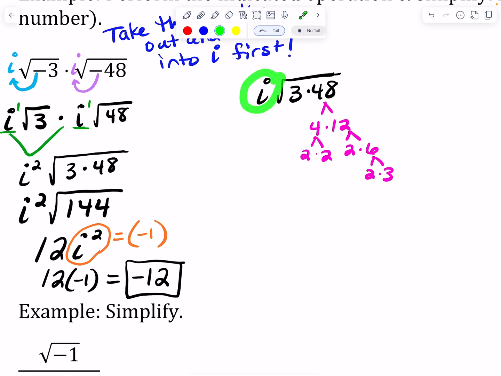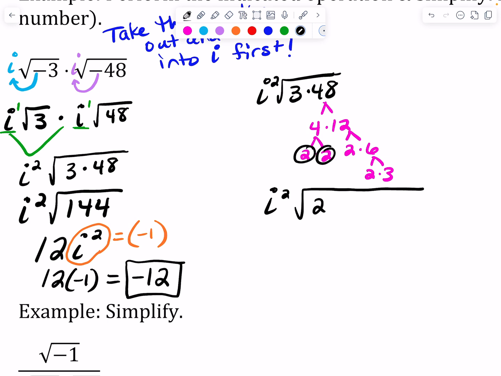So this i here should have a square on it. I forgot to write that square. You see it over here. So let's go ahead and add that square in. It's i squared. And then we've got i squared with the square root of 2 times 2 times 2 times 2 times 3. And since our index is a 2, we've got 2 2's coming out.